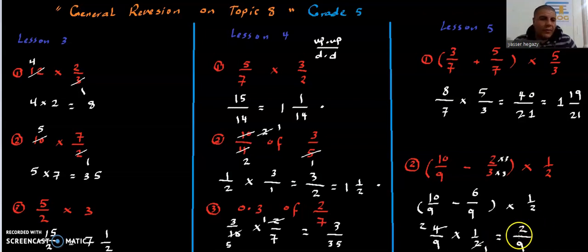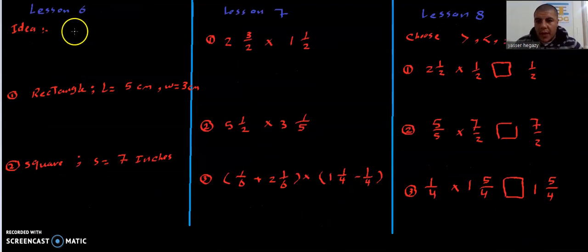Yes, excellent. We can't write it as a mixed fraction as we have 2 and 9, and the numerator is less than the denominator. Okay, let's complete. Here in lesson 6, the whole idea of lesson 6: how can you find the area of a rectangle or square?